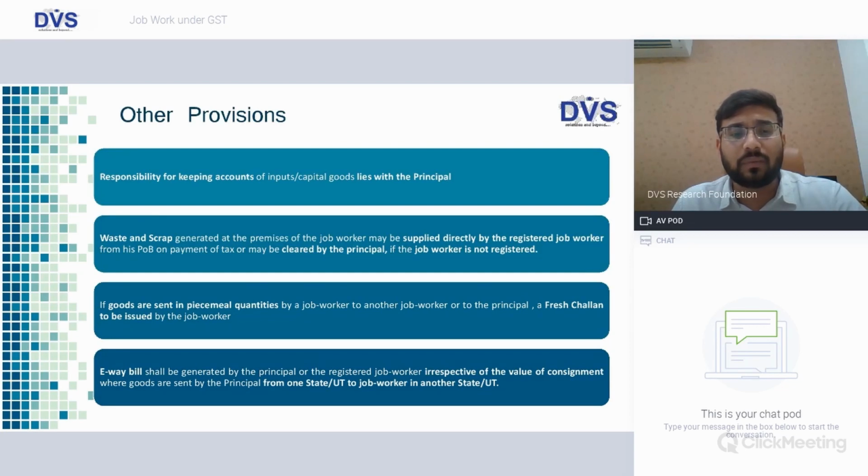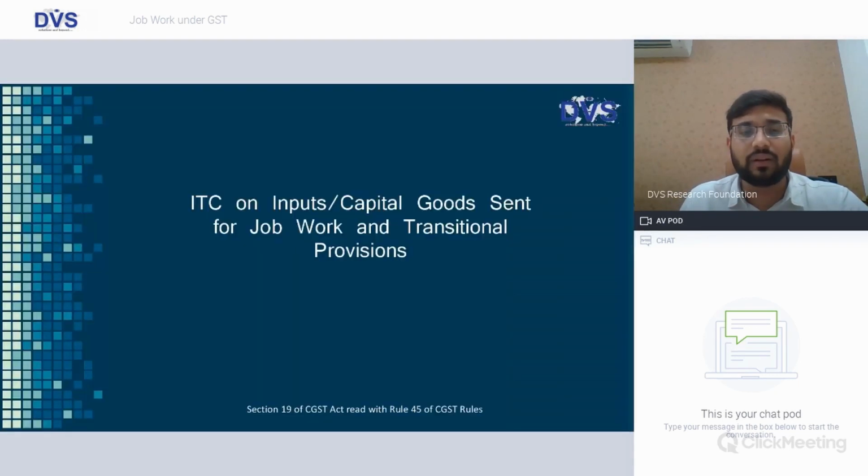If goods are sent in piecemeal quantities by a job worker to another job worker or to a principal, a fresh challan is to be issued. So, suppose goods have been sent in four parts or four tranches, then in such a scenario, a fresh challan shall be required for each tranche. E-way bill shall be generated. In case of interstate movements of goods from principal to job worker, irrespective of the value of the consignment, an e-way bill shall be required to be generated.